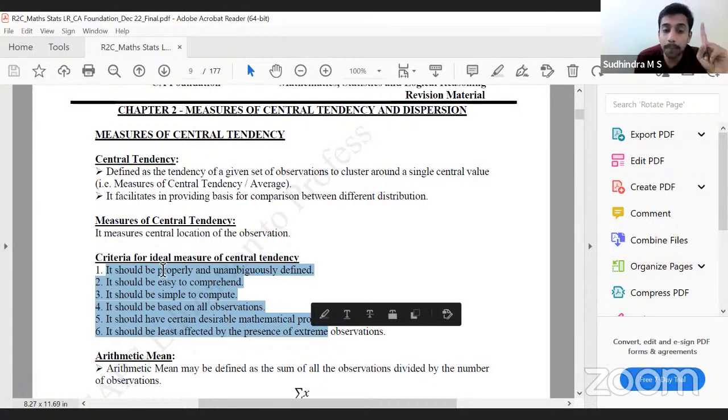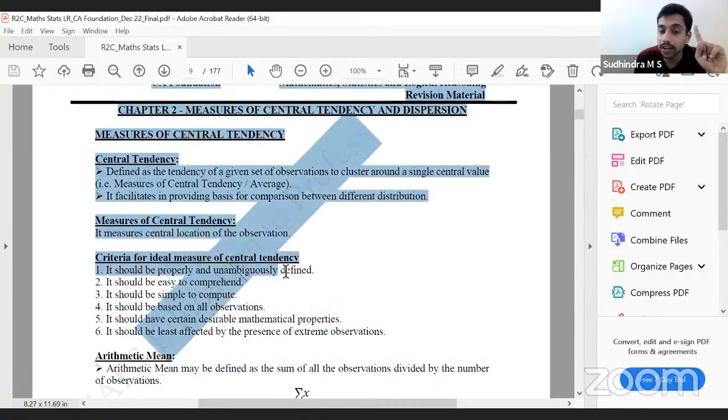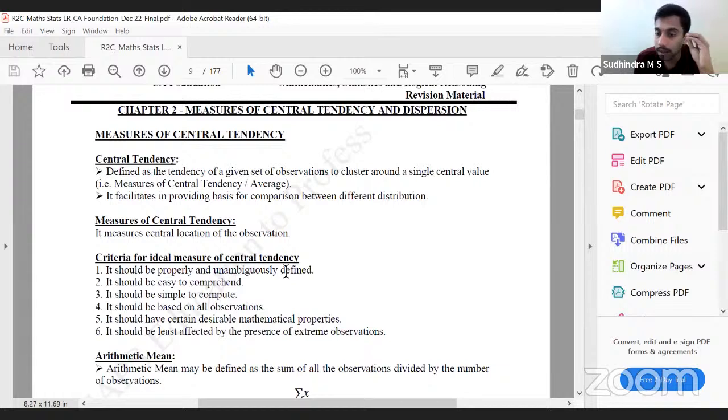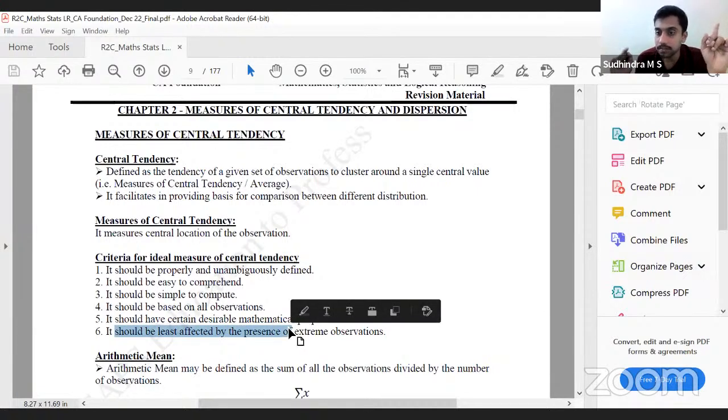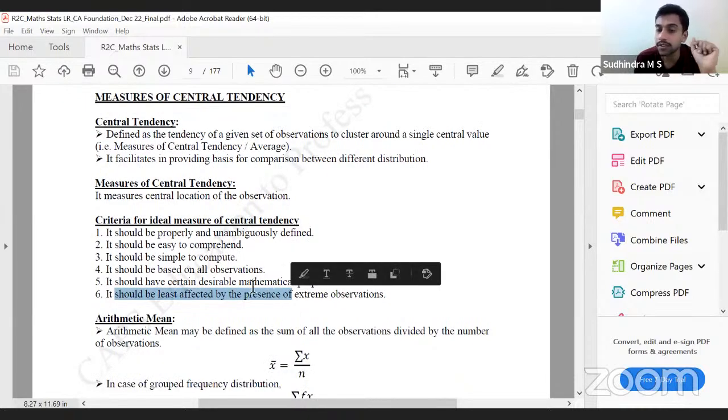First one, it should be properly and unambiguously defined. There should not be ambiguity. It should be rigidly defined. Then it should be easy to compute. It should be simple to calculate, easy to comprehend, simple to compute. Should be based on all the observations. Should have certain desirable mathematical characteristics. Should be least affected by the presence of extreme observations. So all these points we'll be discussing individually in each of the measures of central tendency.